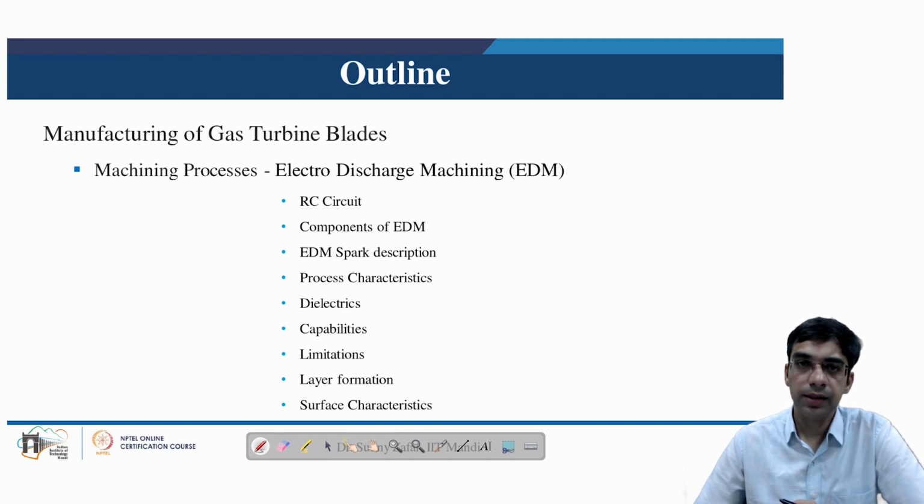We will understand the basics of the EDM process by looking at the circuit on which the EDM works. This is the relaxation circuit, different components of EDM, electric discharge machining spark description, process characteristics, dielectrics, capabilities of the process, limitations, layer formation and surface characteristics.